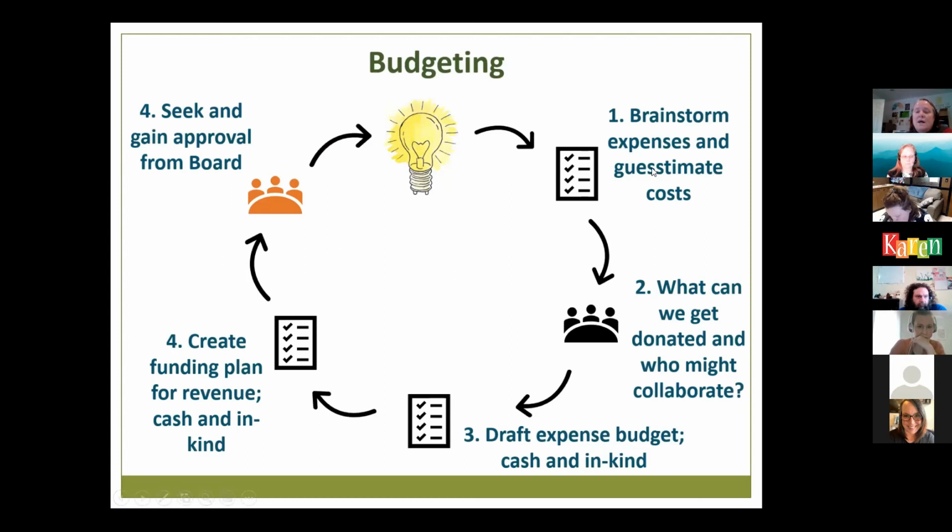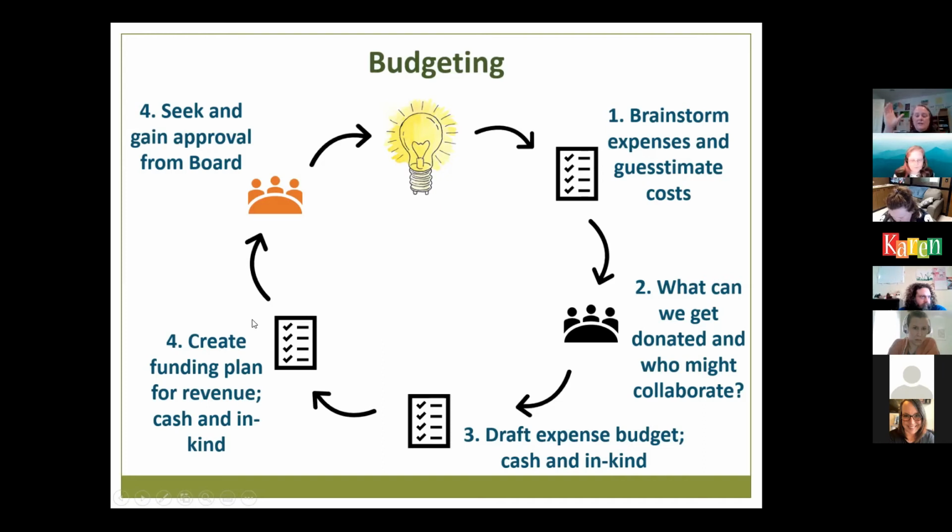So we've got all of our costs, and then we go down and we say, which of these costs do we think we might get donated? And who are we going to assign to see if we can get those things donated? The things that we can get donated, we're going to call in kind. And so then we're going to draft our expense budget, and we're going to say, here's all the cash that we're going to need, and here's the things that we think we can get donated, so we won't need cash for those.